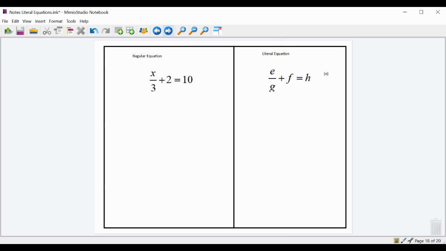Regular equation, x divided by 3 plus 2 equals 10. How do we do this? So x is being divided by 3. We're going to wait to do that division of 3 because it's not the whole left side. It's just that variable that has that happening to it. So let's get rid of that addition.